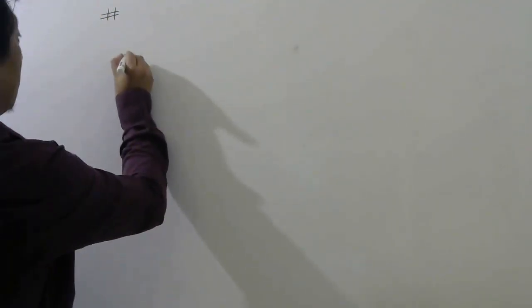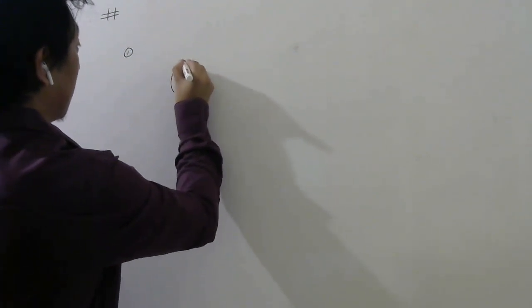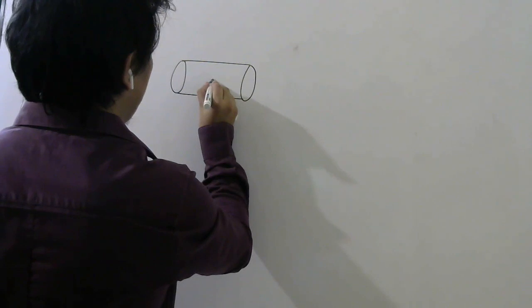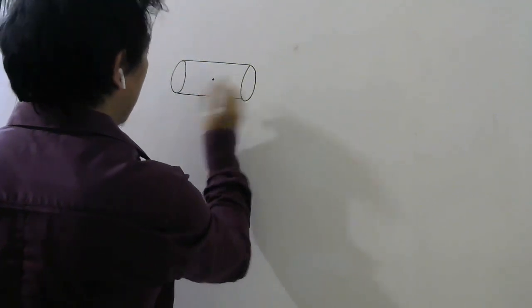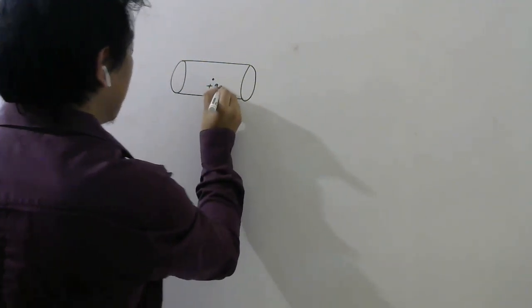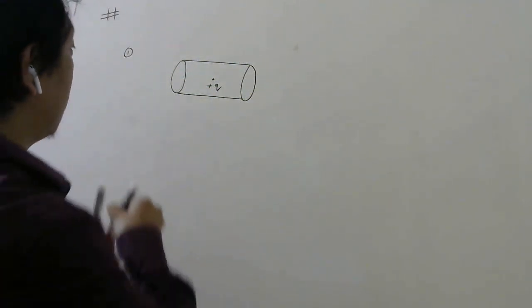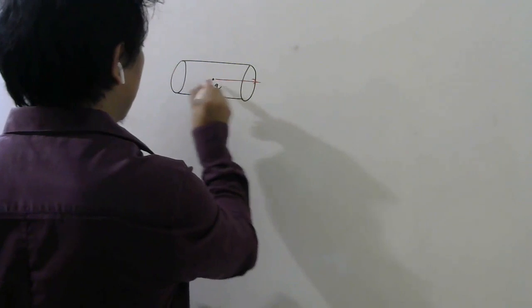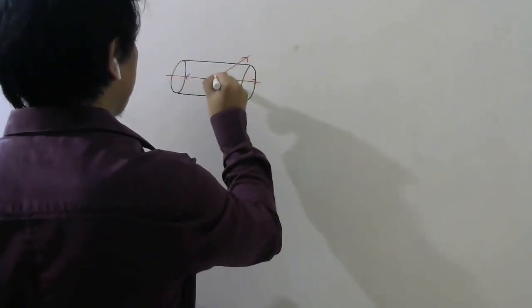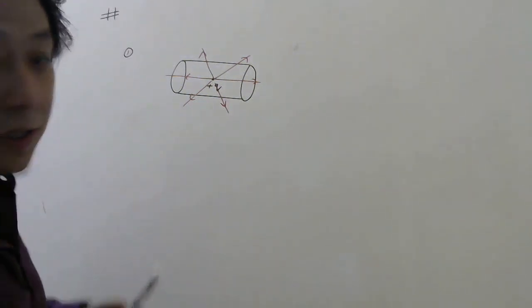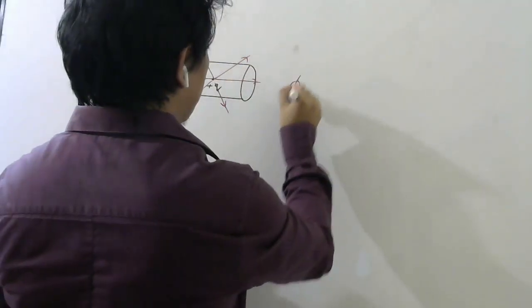So the first problem, you answer. Suppose I give you a cylinder like this, and in the middle I put a charge. I can put it anywhere actually, but let's say I put a charge Q. Then you can see lines of electric field will come out of the surface, right? Radially outwards. So there will be some flux through the cylinder.